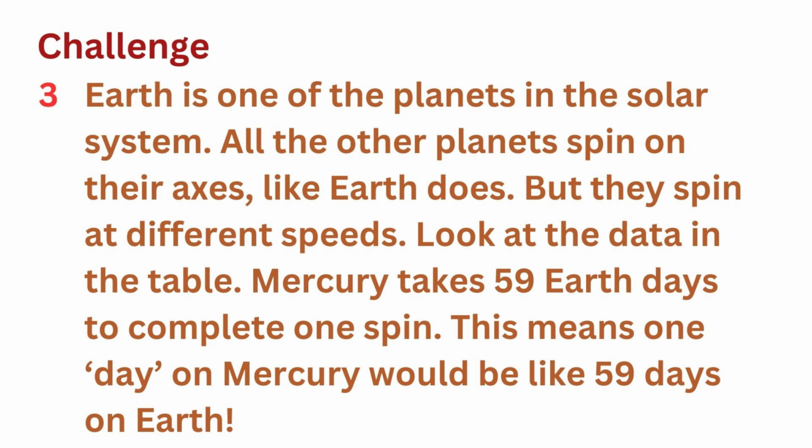Challenge. Question number 3. Earth is one of the planets in the solar system. All the other planets spin on their axes like Earth does, but they spin at different speeds. Look at the data in the table. Mercury takes 59 Earth days to complete one spin. This means one day on Mercury would be like 59 days on Earth.